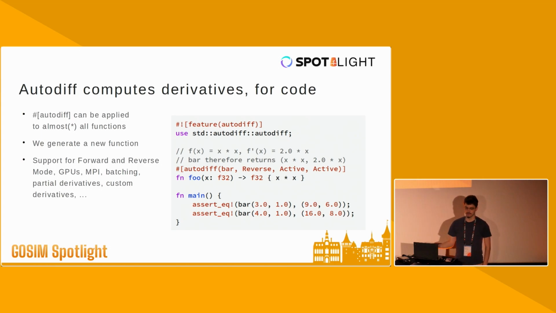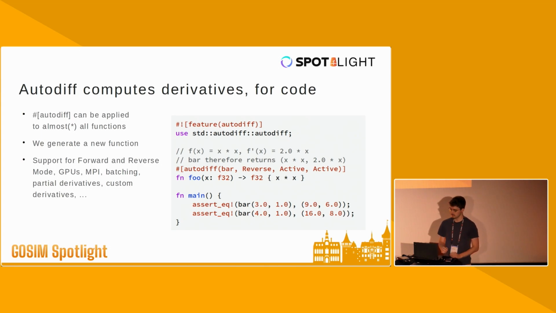And in the case that you have more than one input and one output argument, you're able to specify for which input to which output you want the derivative. We do support things like MPI, GPU programming, batching, partial derivatives, custom derivatives. So if you've been using Autodiff in other languages, like for example JAX, you might recognize some of those terms.